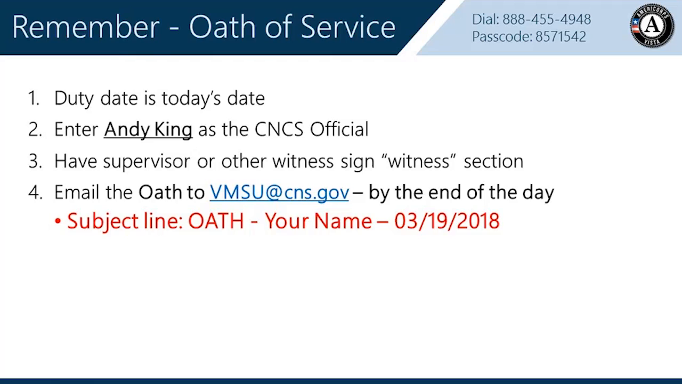Make a scan copy of the oath in a PDF format, attach it to an email, and send the email to vmsu@cns.gov. Subject line has the word oath, your name, and then 3/19/2018. Do this today if at all possible. That way we can get you activated in the system and your benefits can start flowing.